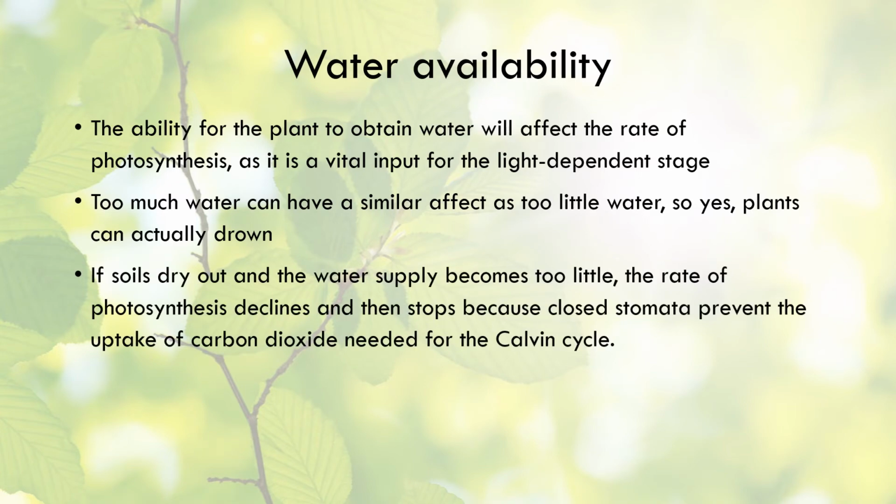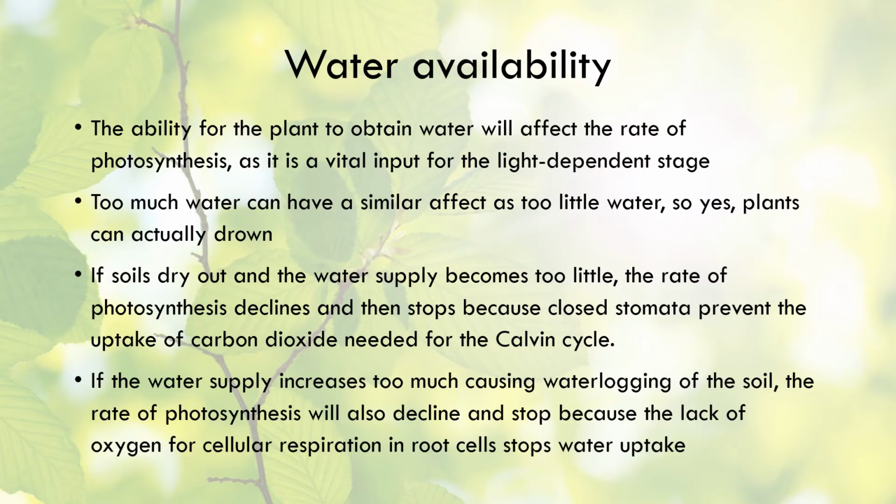If the soil dries out and the water supply becomes too small, the rate of photosynthesis declines because we close the stomata. We're closing the stomata to stop the water evaporation, but in doing so, closing the stomata also prevents the uptake of carbon dioxide needed in the Calvin cycle. So we've reduced the amount of water we're losing, but the problem is we've also stopped the ability for the plant to get carbon dioxide for the Calvin cycle. So it's a catch-22 for the poor plant.